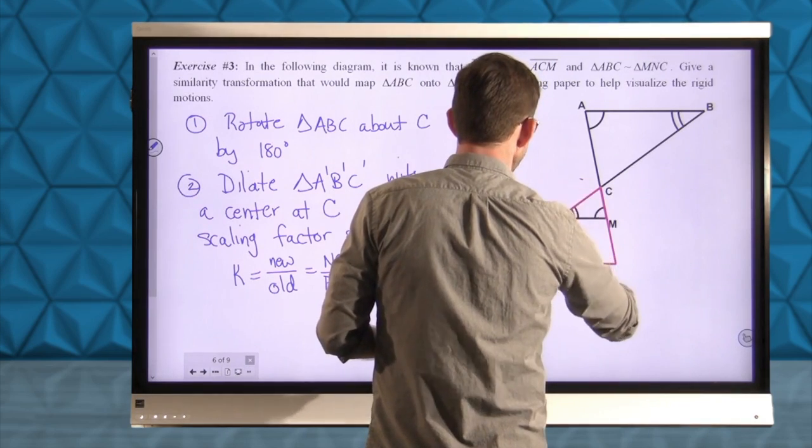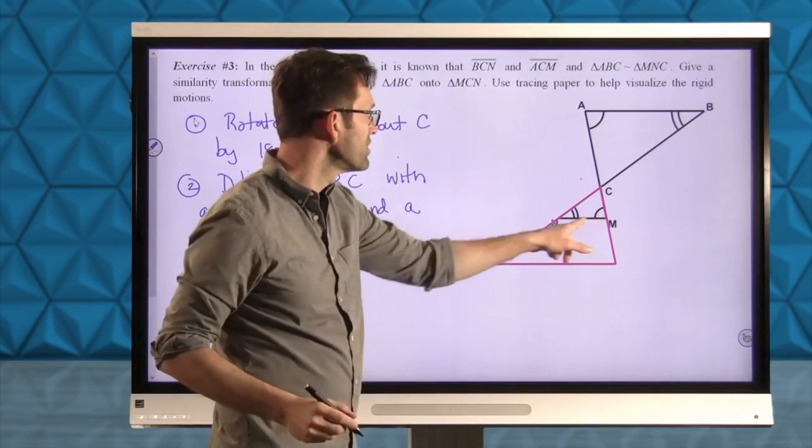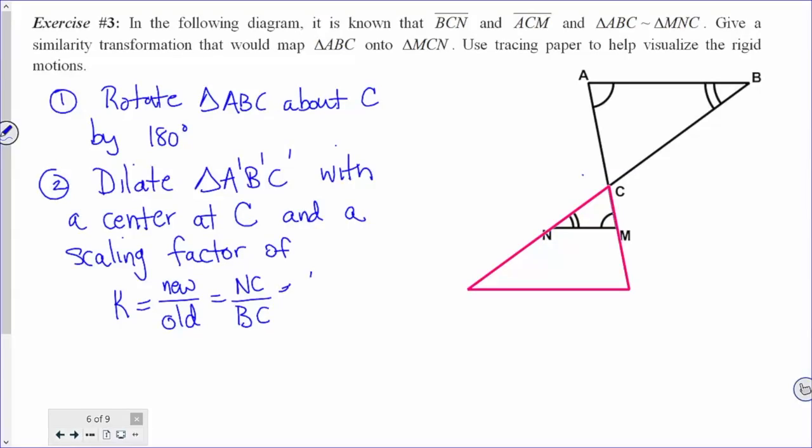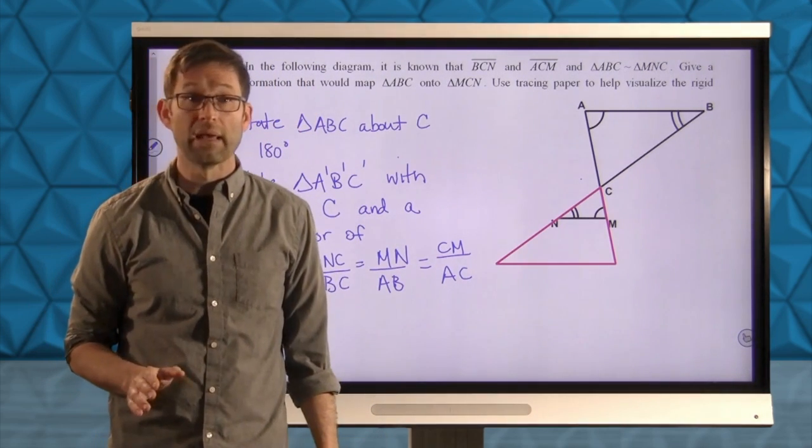But those aren't our only choices. Another thing you could do is take length MN, that's my new length, and divide it by my old length, length AB. Now you only need one of these. I'm just showing all the different choices. And finally, we could also do the length of CM or MC, and divide it by the length of AC.